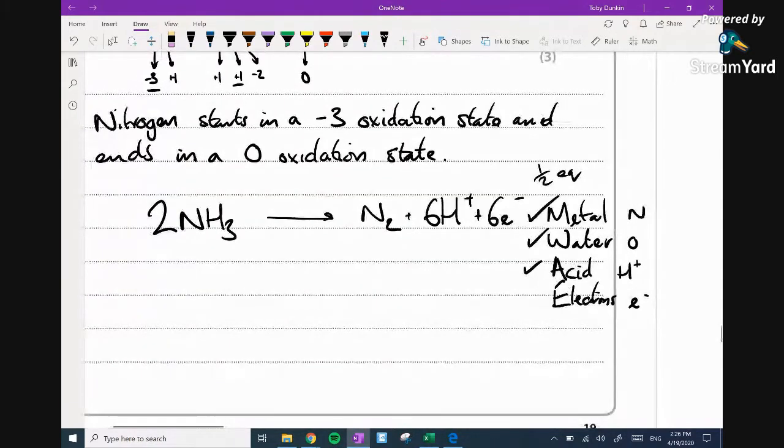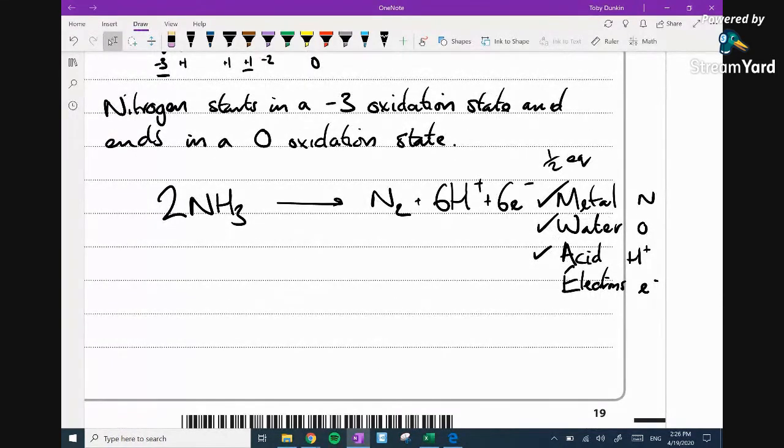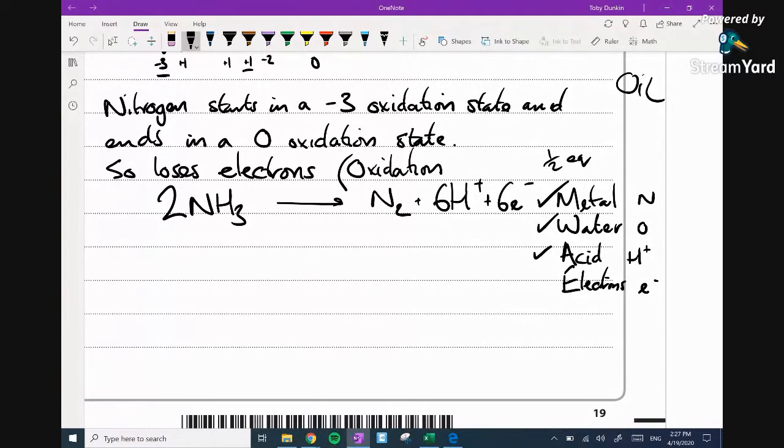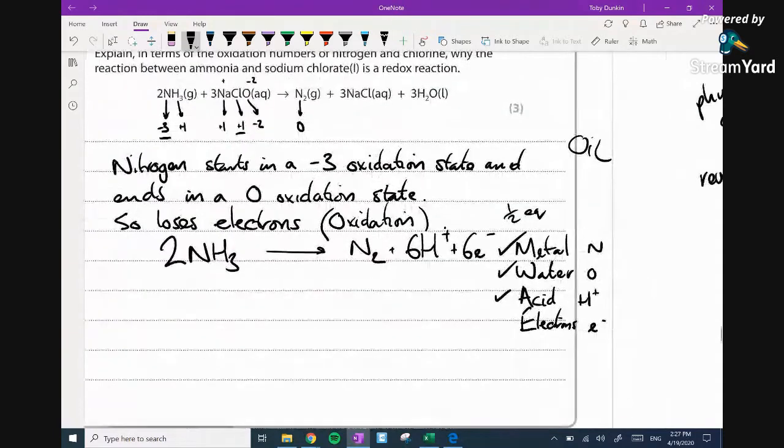So, nitrogen starts in a -3 oxidation state and ends in a 0, so it loses electrons. Oxidation is loss, therefore oxidation. I like it. Okay, next.